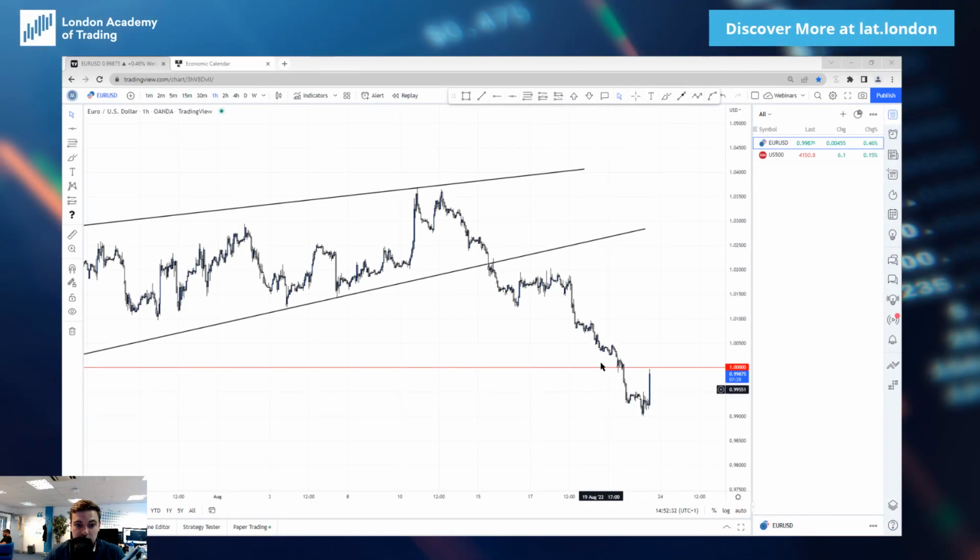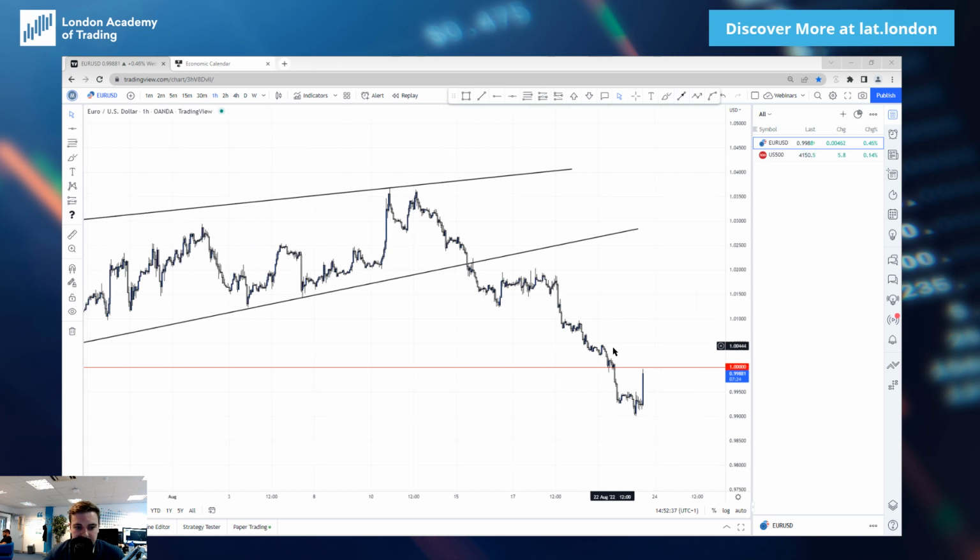Right, hello everyone, and just a quick update from us on euro dollar below parity. You can see this has continued to trend lower over the start of this week and into the back end of last week, or over the course of last week. So euro dollar lower, euro weaker, dollar stronger.